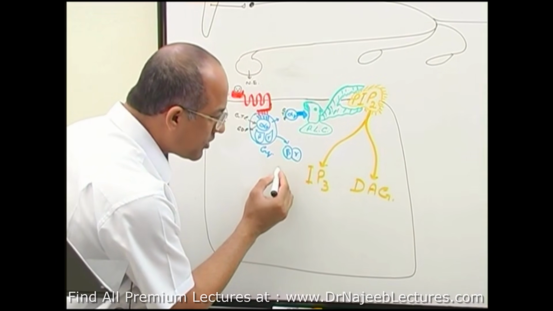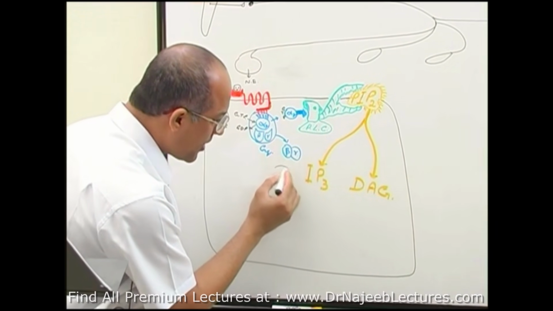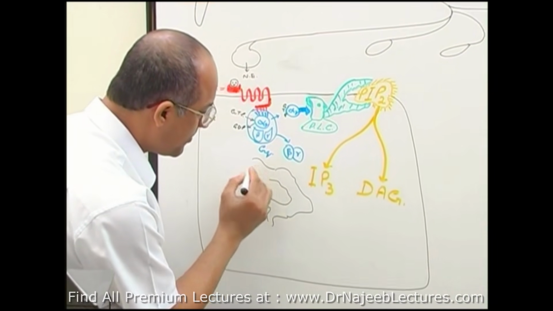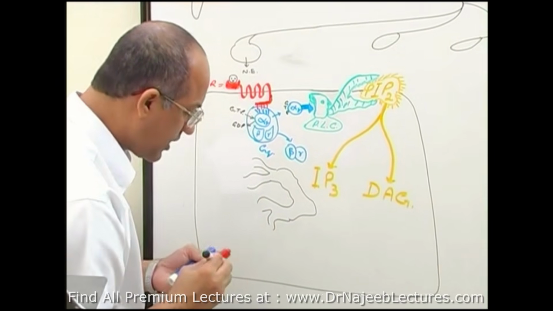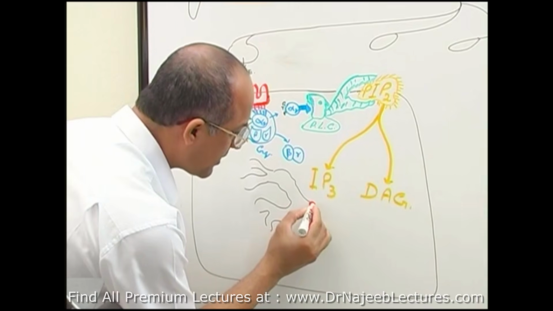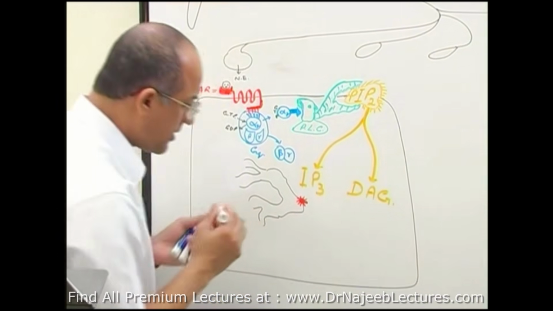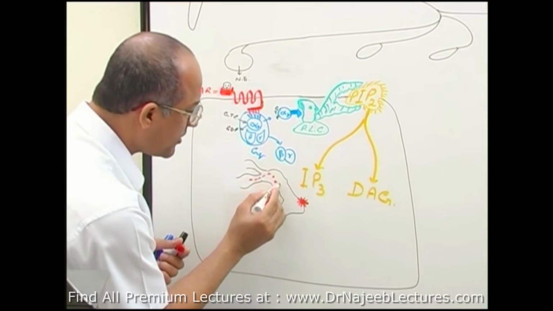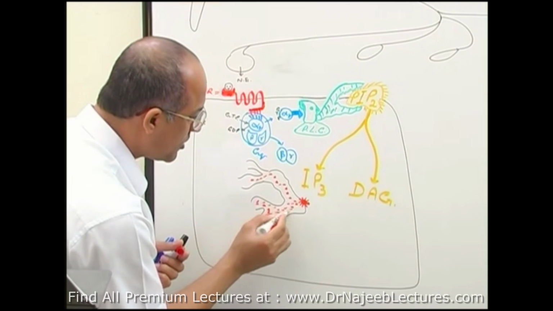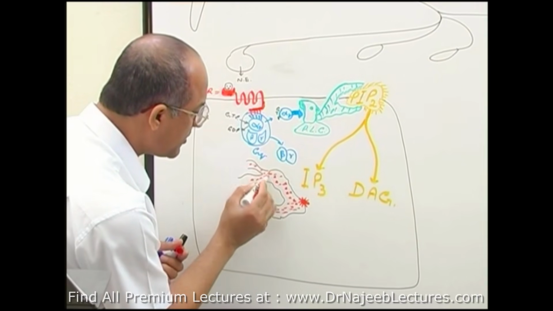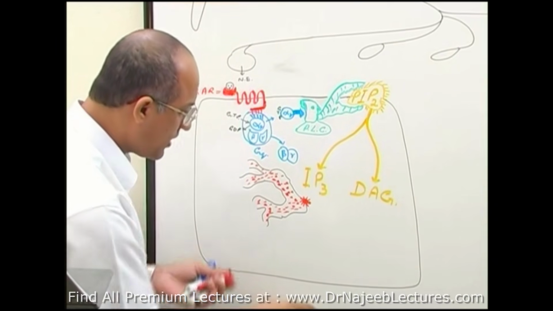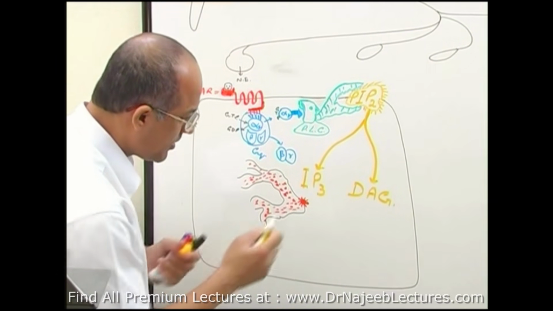Within the cell, calcium is stored in the endoplasmic reticulum, right? So calcium is well stored in the endoplasmic reticulum, and here is a calcium transporter, right? And calcium is well stored. What is this? The endoplasmic reticulum, which is very rich in calcium. And what really happens is that IP3 will stimulate this pump.